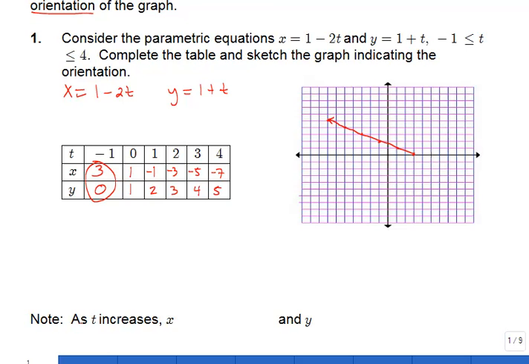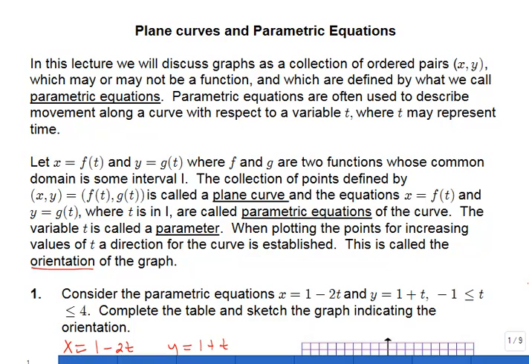And notice that as t increased, what happened to the x's? These x's went down, they decreased. And what happened to the y's? The y's went up, so they increased. So this is a fairly basic example of a parametric equation. Let's see another one.